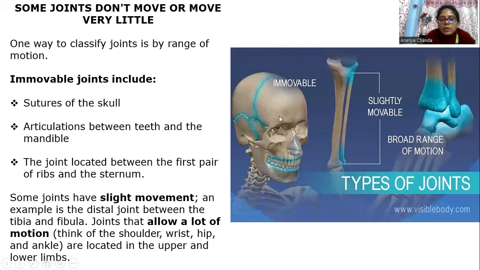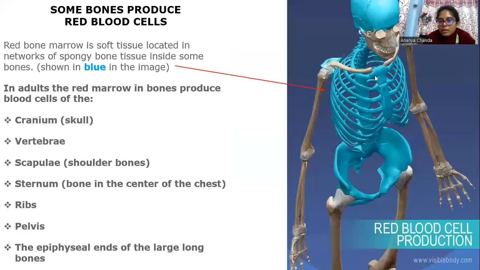Next come the articulations between the teeth and the mandible. So another example of an immovable joint is the teeth and the mandible. The teeth and the mandible joint are not movable. Then there comes the joint located between the first pair of the ribs and the sternum. So suppose this is the ribs, the first pair of ribs and the sternum is not at all a movable joint.